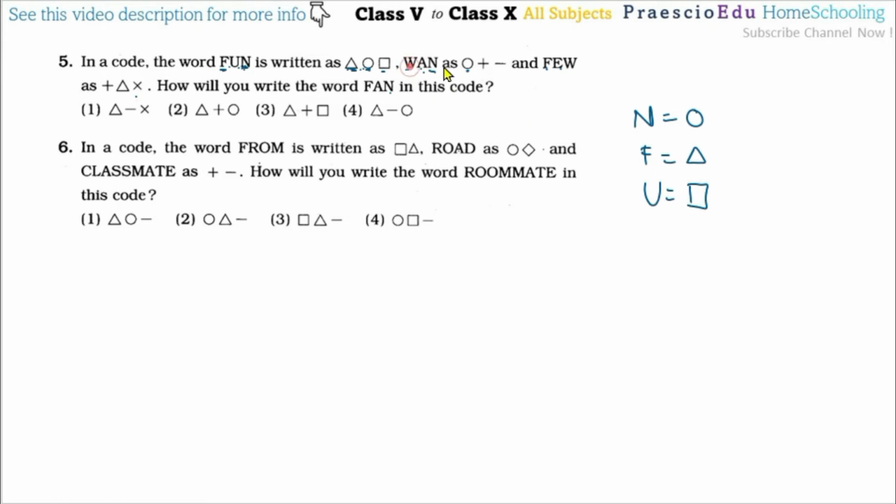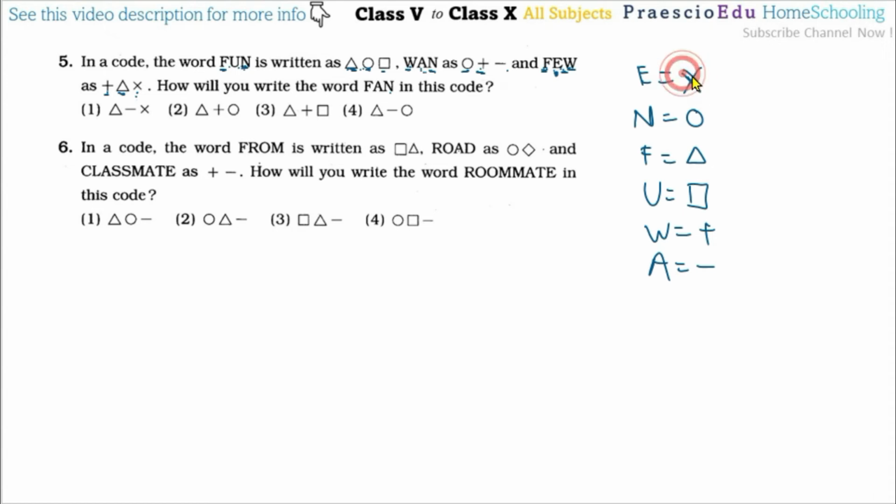After this we compare these two. W is common here, and in the symbolic form the positive sign is common, so W equals this positive sign. Then W and N we know, so that is O, and this positive sign means A is equal to this negative sign. As we know the W value and the F value, the remaining is E. Here the W value is positive and the F value is this triangle, so E is equal to this cross sign.